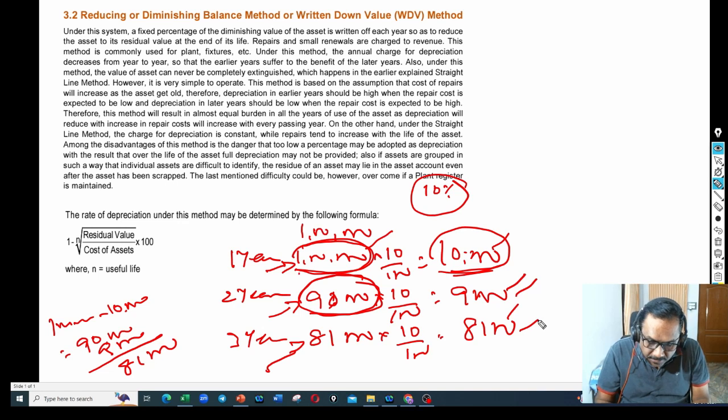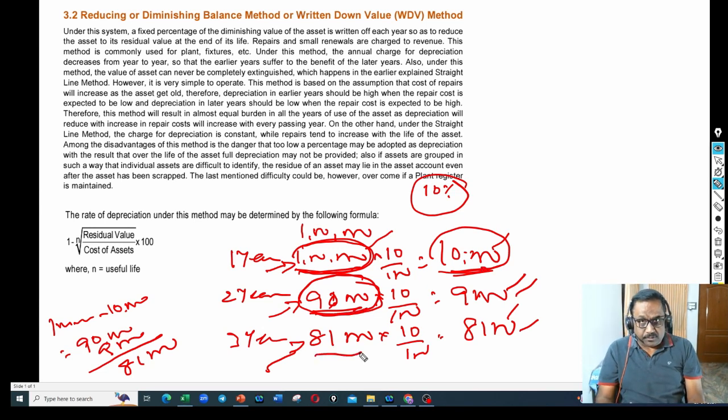That means what? Every year the balance will be reduced to the extent of depreciation calculated in that year, and next year depreciation will be calculated on the reduced value. Reduced value is 90,000. Next year reduced value is 81,000. Like this, every year we are reducing the depreciation and calculating the depreciation on the balance amount.